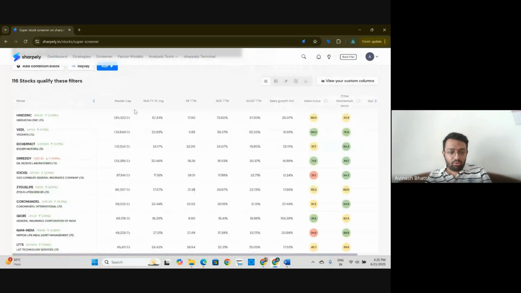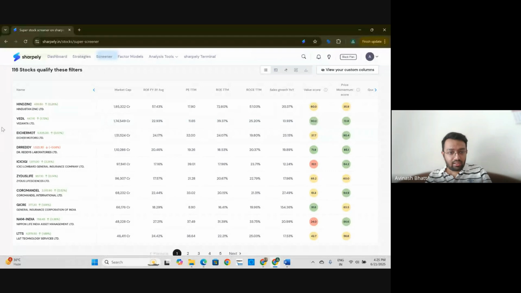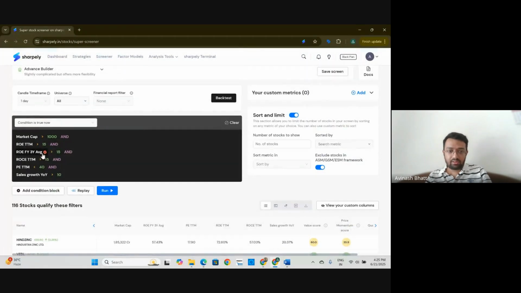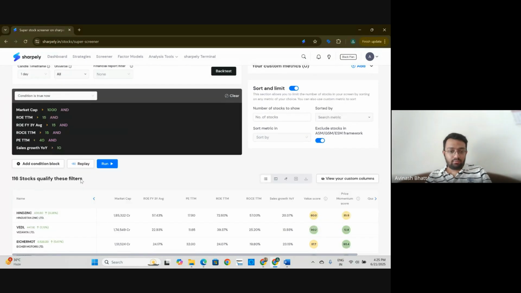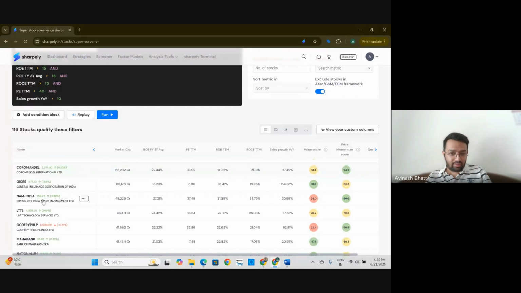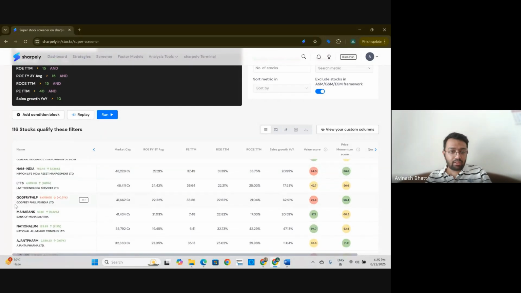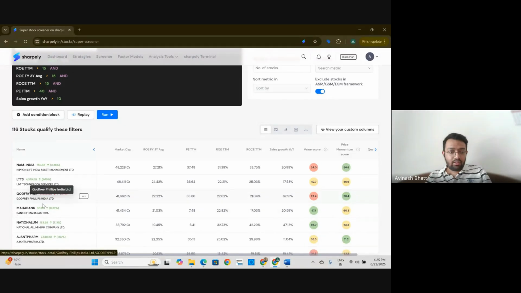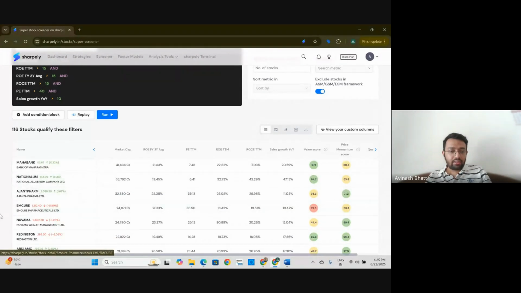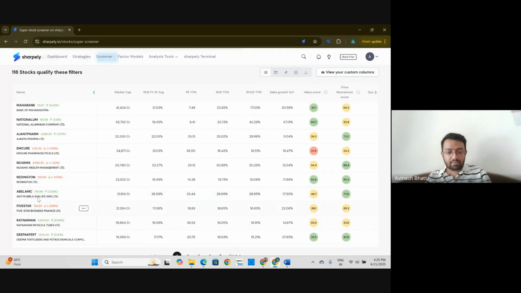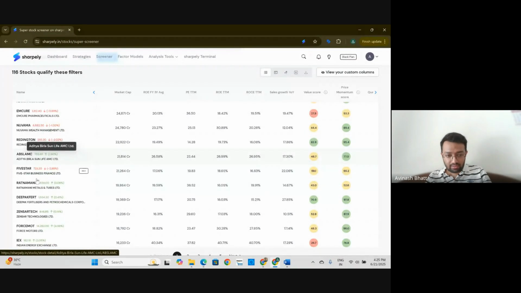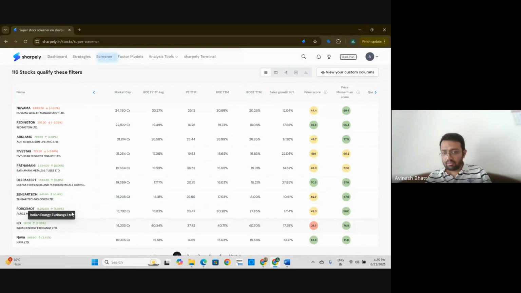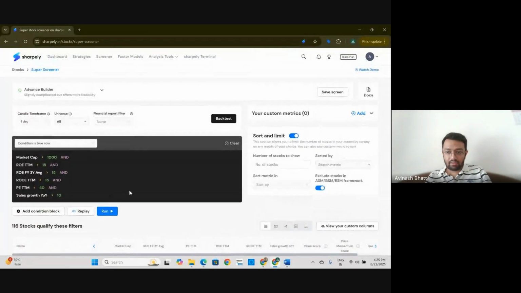And if you check this list, there are good names, because this is a decent screen. We are focusing on quality as well as value as well as business momentum. So companies like Nippon Asset, Nippon Life, then Godfrey Philip, and some PSU banks are there, Reddington, ABSL AMC. So Deepak Fertilizer is there, IEX, there are multiple decent companies here, right?